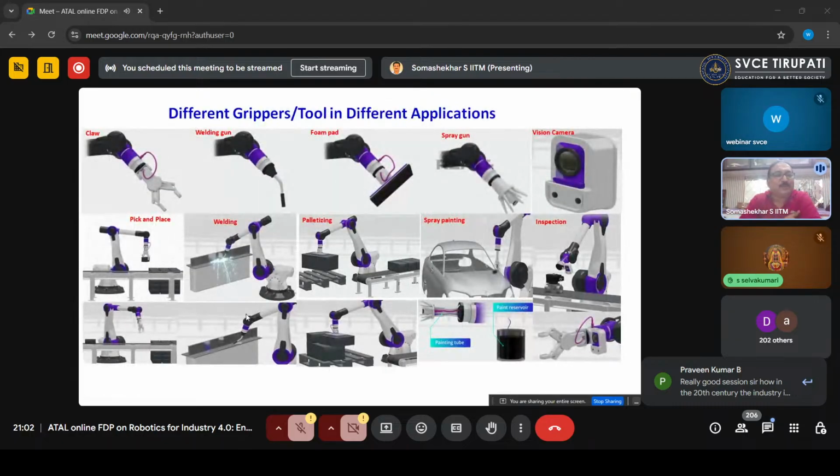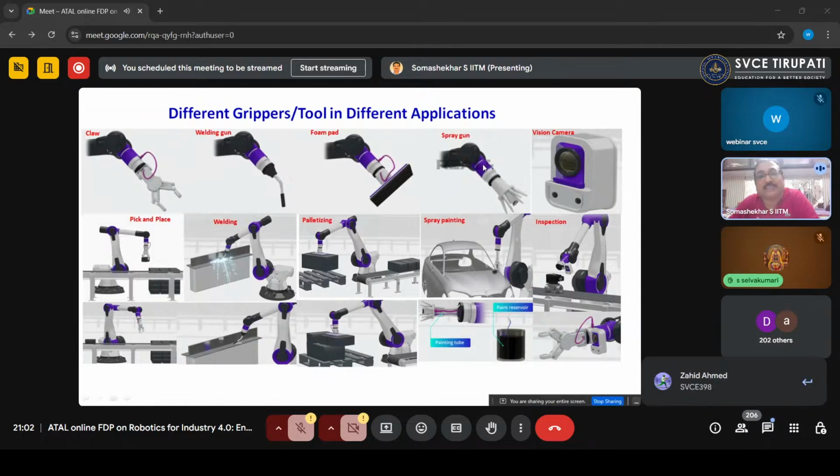The different grippers are used for pick and place. Generally the claws come in different types, like 3 fingers, 2 fingers, 4 fingers. Welding gun, where it will carry the tool, similar to the cutters I have shown you previously. The foam pads are used for pick and place, either palletizing and depalletizing operation, what I have shown here. Spray painting gun, again it is a tool attached to the end effector.